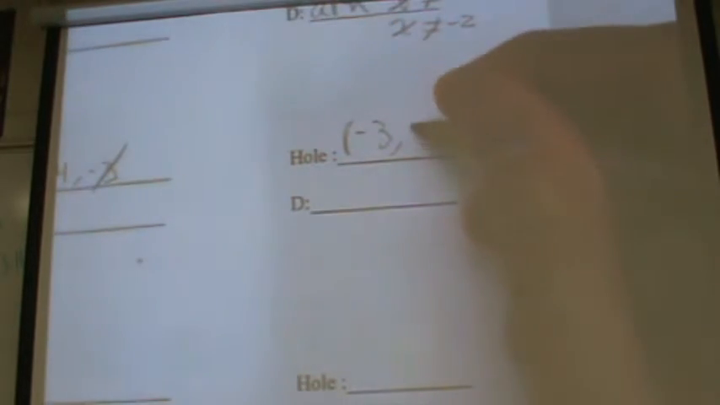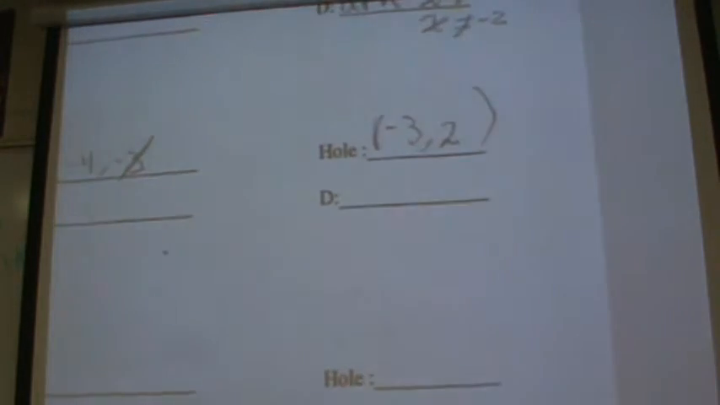So then whatever value you get after plugging it in is going to be the value over here for your hole. And then because you've canceled out the vertical asymptote of negative 3 and listed it already as a hole, instead of putting it in the domain, you're just going to put x cannot equal negative 4, because that's all that you have left over here. Right, all real numbers, x cannot equal negative 4.